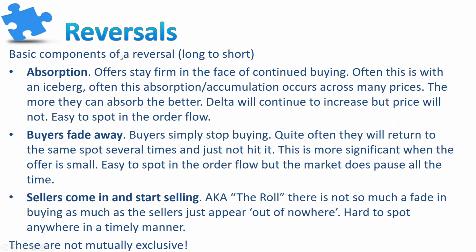These three elements of reversal are there for every reversal, but not all of them in every one. It's usually a combination, and they're all things you can read in the order flow. Some things are easier to read than others, and each reversal, like I say, will contain one or more of them. So if you take one thing home today, make it that.